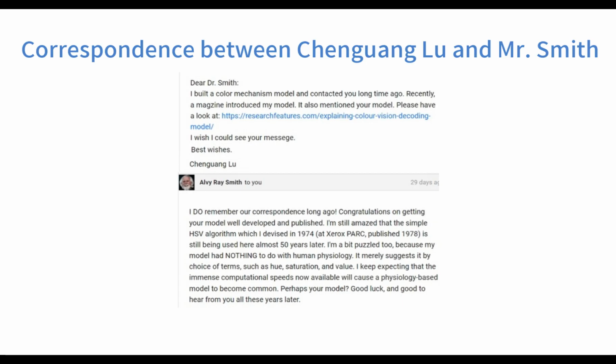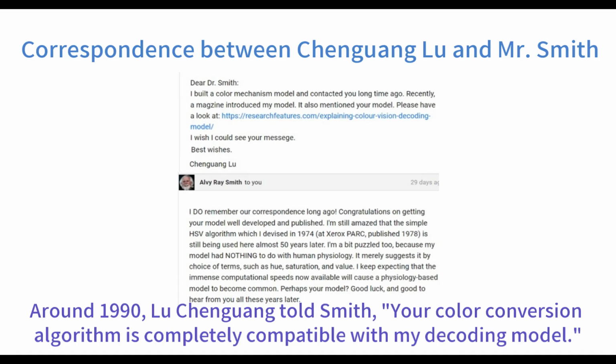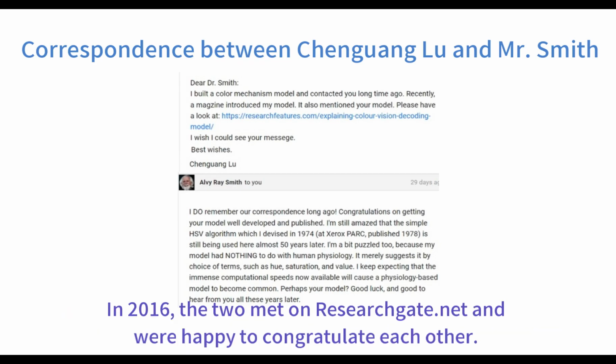Correspondence between Chengwang Liu and Mr. Smith. Around 1990, Liu Chengwang told Smith, "Your color conversion algorithm is completely compatible with my decoding model." In 2016, the two met on ResearchGate.net and were happy to congratulate each other.